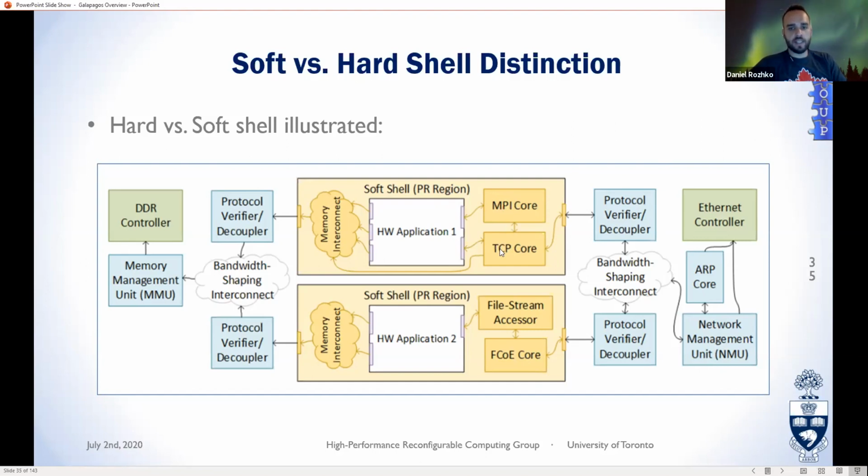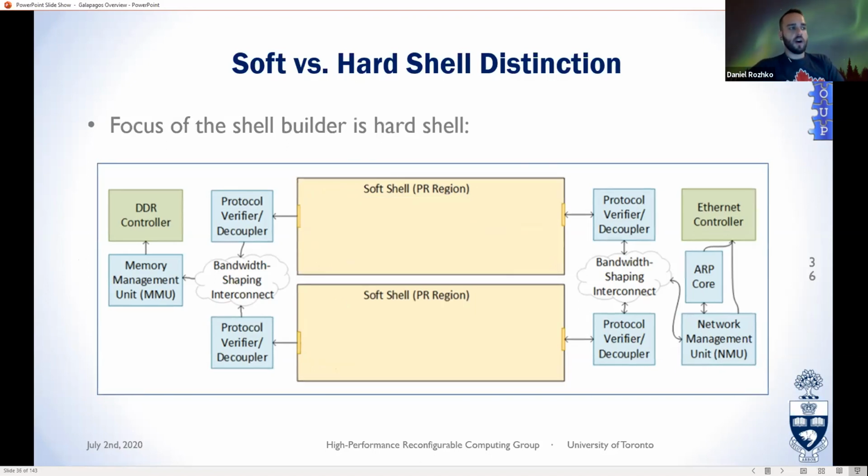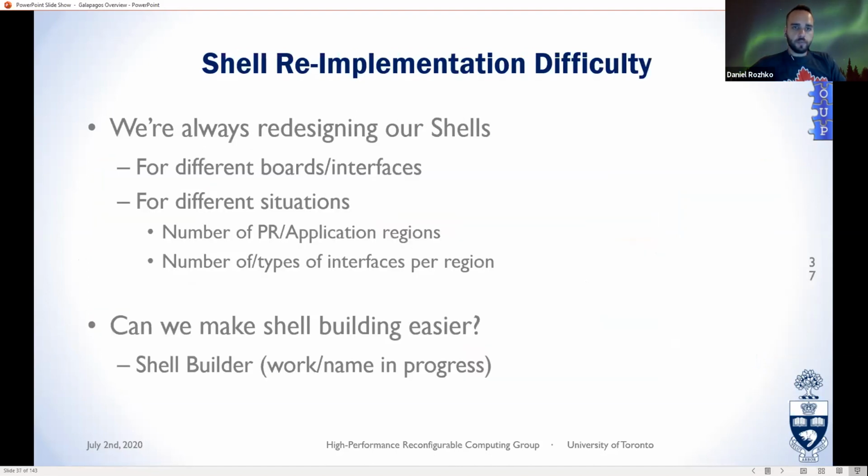Maybe MPI, TCP, file access, depending on what you need. When we talk about the shell builder, though, we're kind of just talking about the hard shell. So how do we build these, the static region for all these different situations?